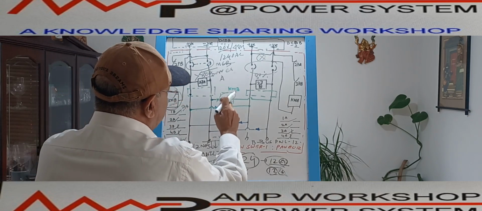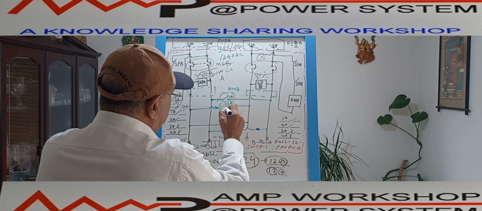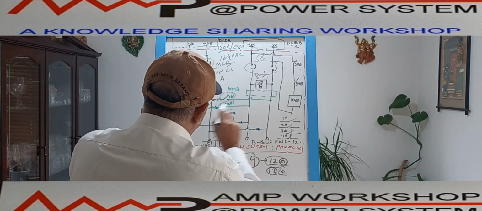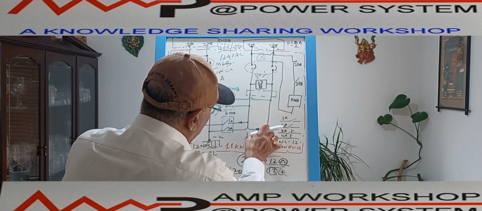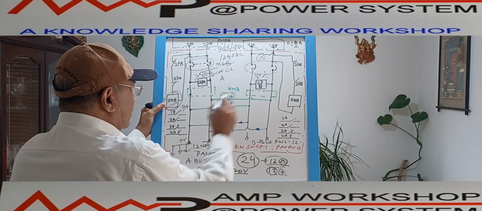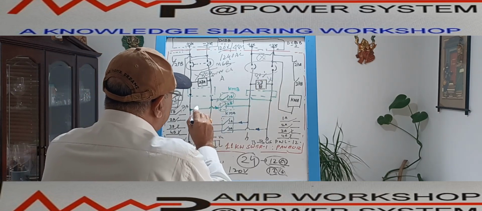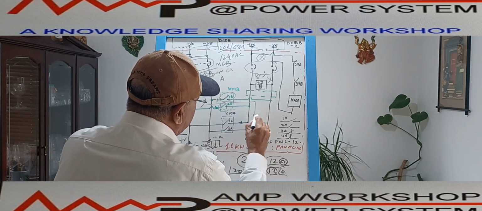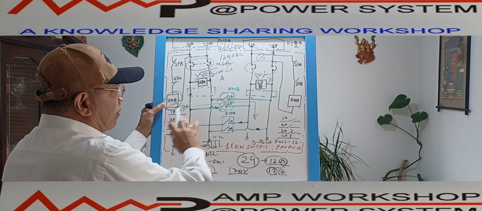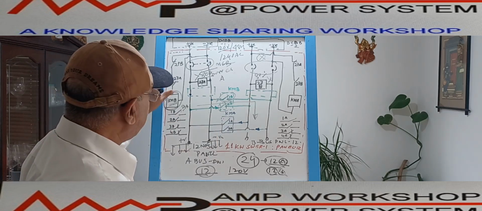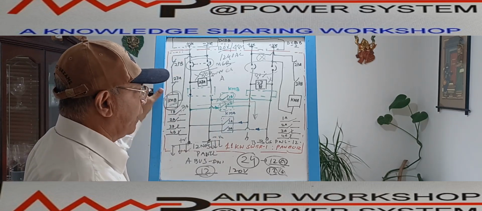KMB energized means this NO contact becomes NC, and then the power is going from here to this, and then it is flowing from here. So what is happening? The moment the B supply is failed, immediately power is going from this source this way. So I am getting the power from A source to B source. That is the way this changeover scheme works.